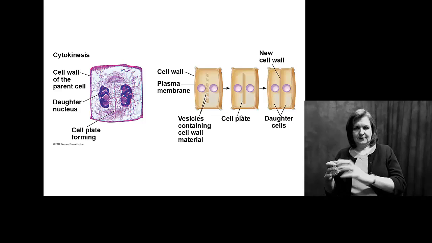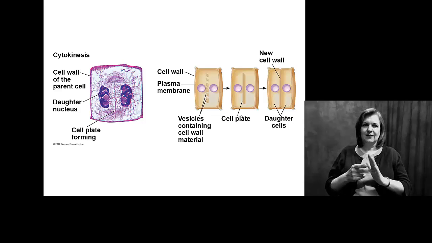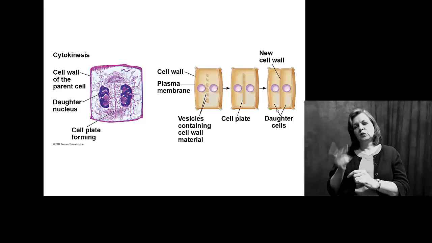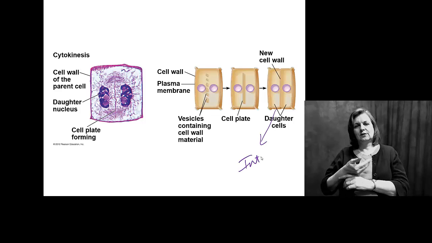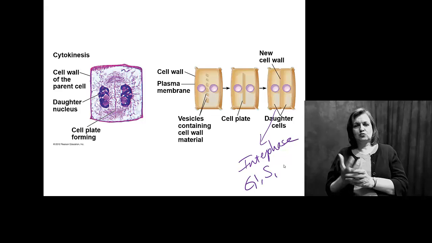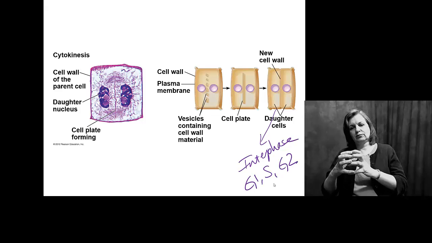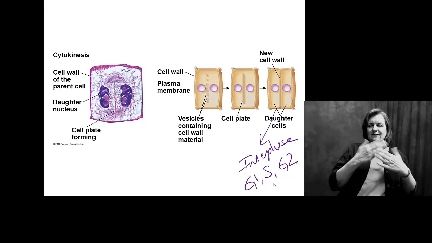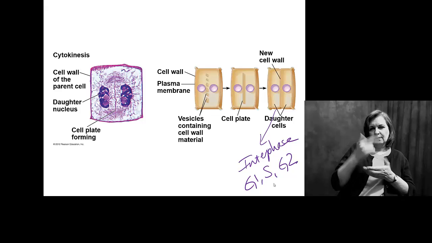Now, that doesn't mean that plant cells will become infinitely small. They will take time to grow. So now these two daughter cells will go into interphase, just like animal cells, and they will go through growth, synthesis, and growth. They just seem to get much smaller during this division because of that cell wall. So just keep that in mind.